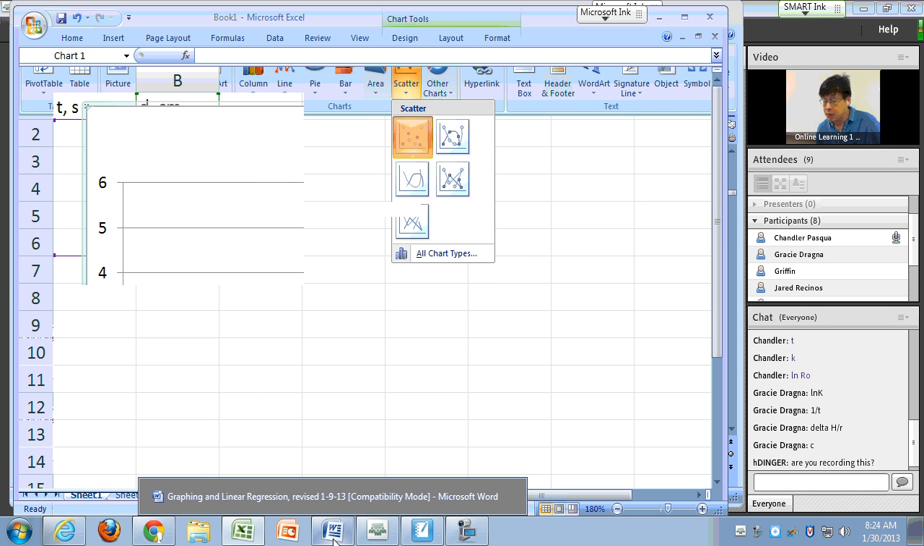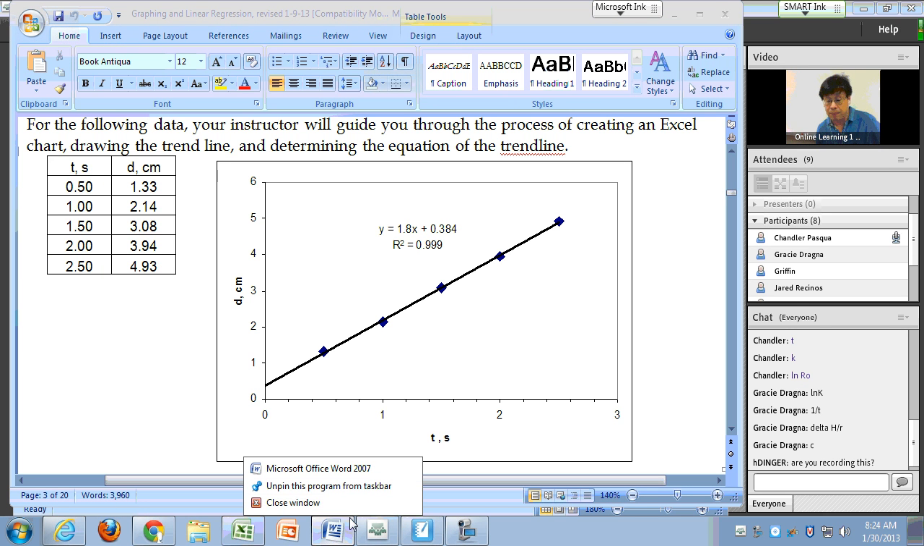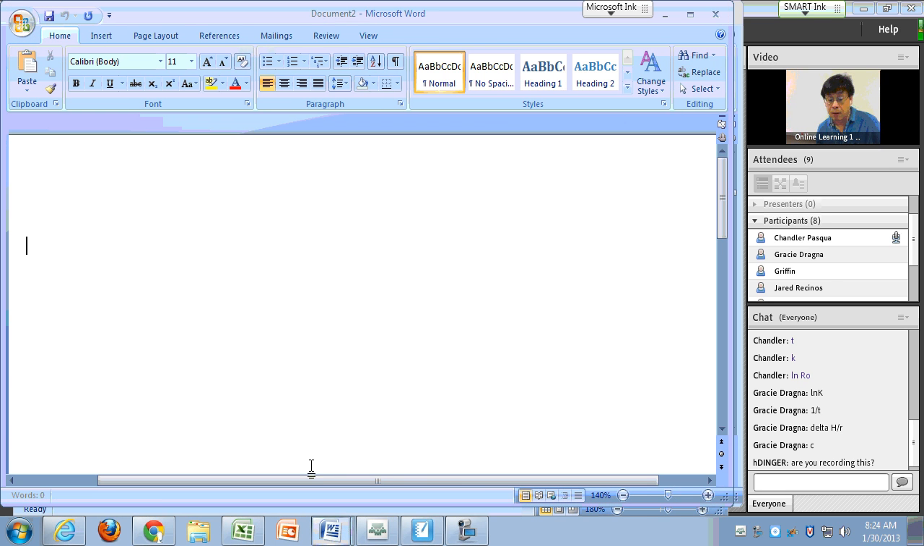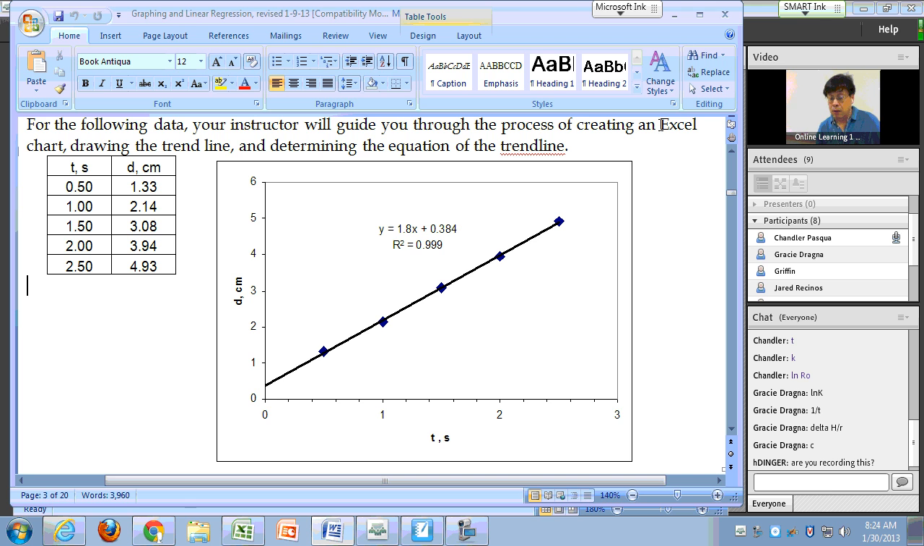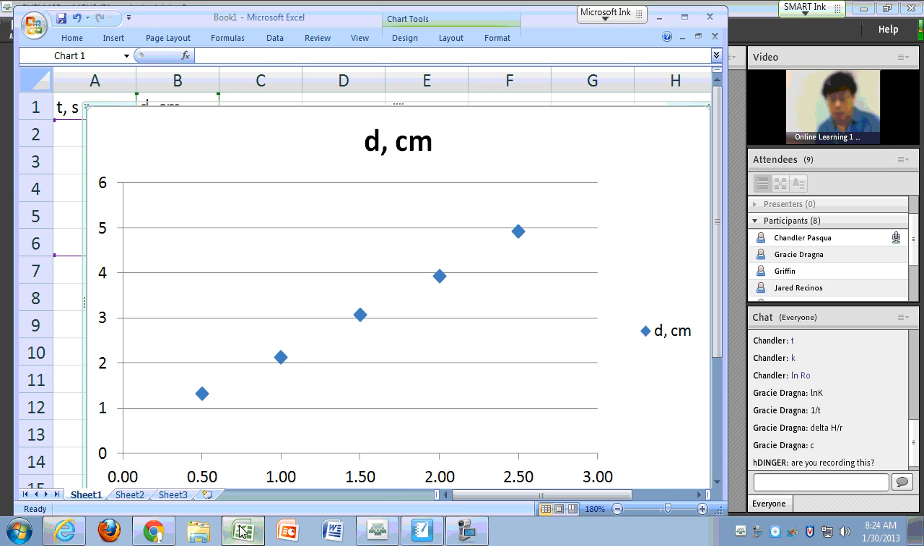My computer seems to be crashing a lot. Let me close my Microsoft Office here. Microsoft Word. Oops. Oh, so it did create that chart for me. Okay.